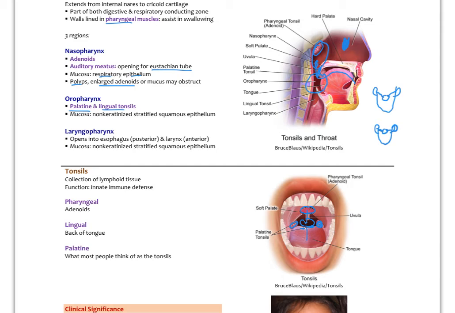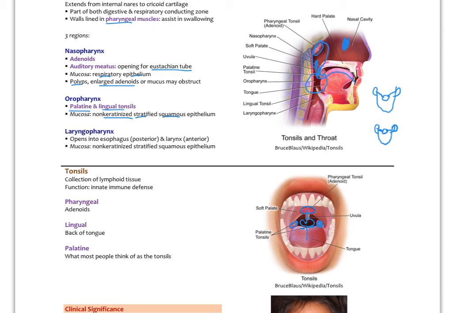And the mucosa of the oropharynx is non-keratinized. Keratin is a protein we find in the skin that gives the epithelium an even stronger barrier, but the epithelium here is non-keratinized, it's stratified squamous. So it's layers of squamous epithelium. And then we have the laryngopharynx, and that opens into the esophagus on the back side, and the larynx and then eventually the trachea on the front side. So the windpipe is in front of the esophagus. And the mucosa here is again stratified squamous epithelium.